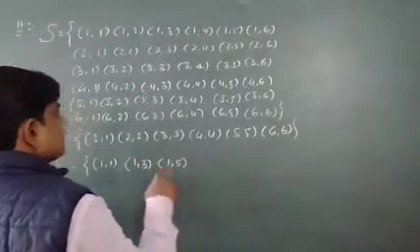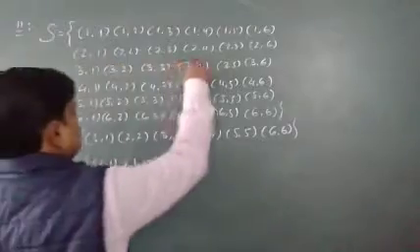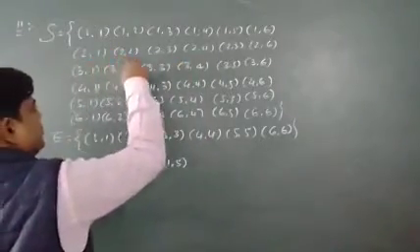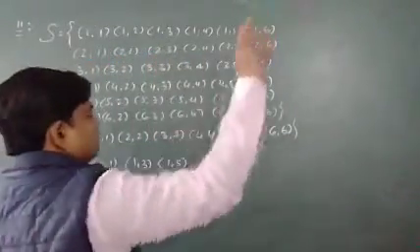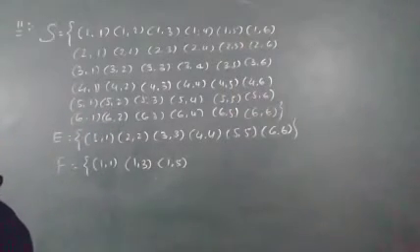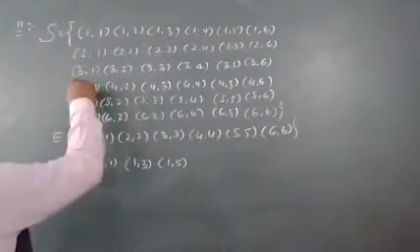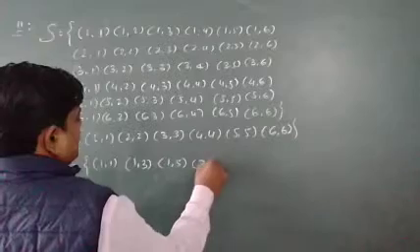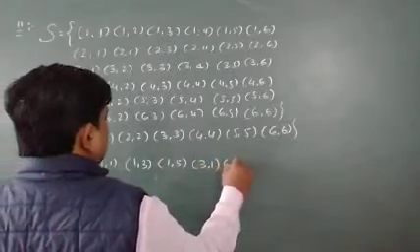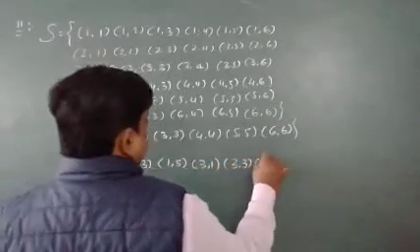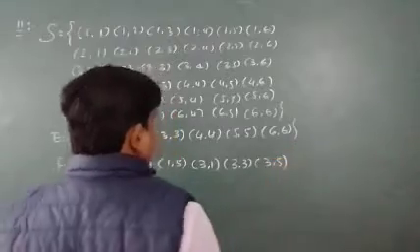Now I can't take 2, because 2 into 1 will be 2, 2 into 2 will be 4, 2 into 3 will be 6. All these products will be even numbers. But when I come here, 3 into 1, 3 into 3, 3 into 5 can be there.